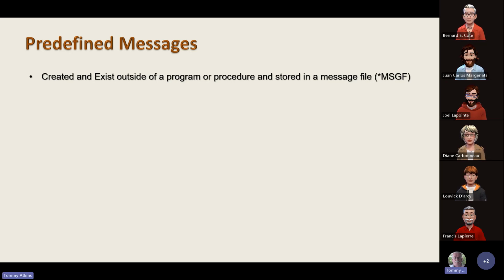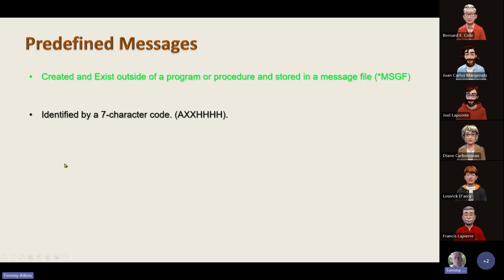You can give them an ID. They are identified by a seven character code. The first character must be alphabetic. The next two can be either alpha or numeric. And the last four have to be hexadecimal. That is 0 to 9, A to F. It's a strange numbering sequence, but that is what it is.